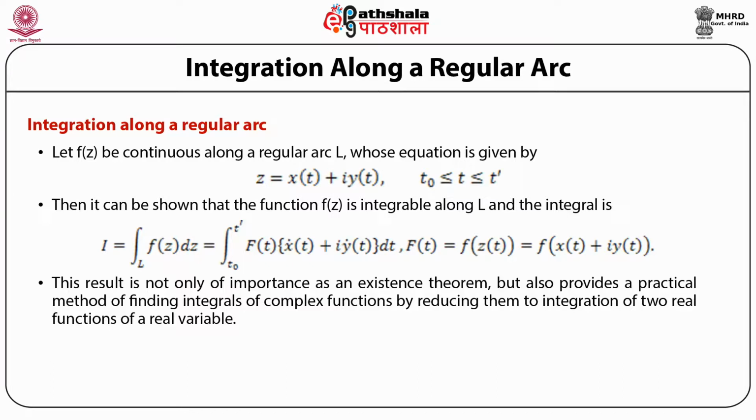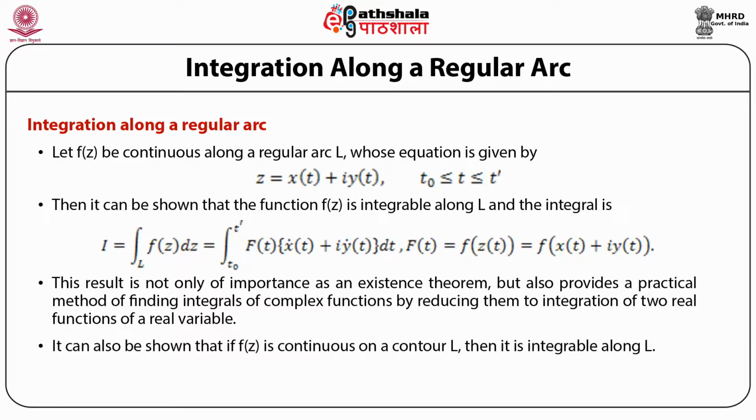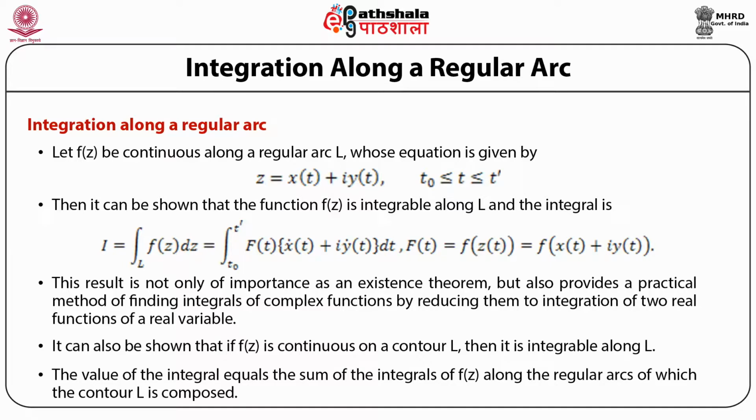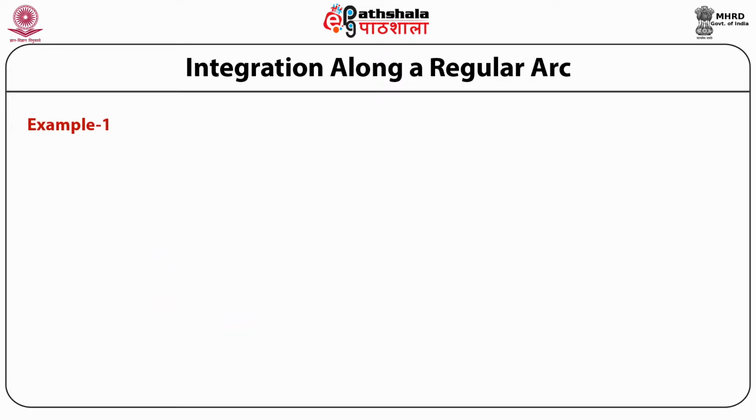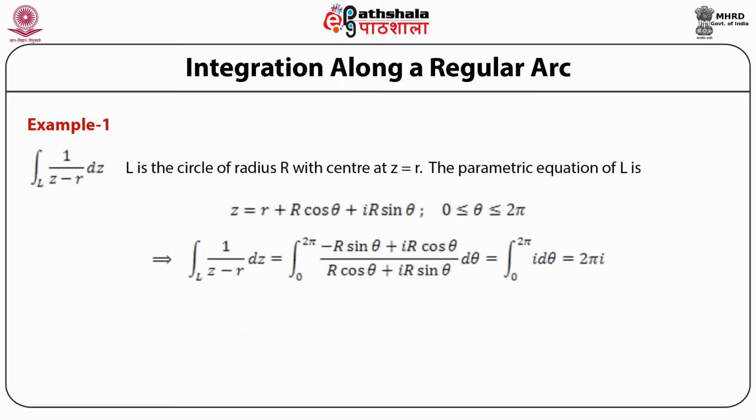This result is not only of importance as an existence theorem but also provides a practical method of finding integrals of complex functions by reducing them to integration of two real functions of a real variable. It can be shown that if f(z) is continuous on a contour L, then it is integrable along L. The value of the integral equals the sum of the integrals of f(z) along the regular arcs of which the contour L is composed. Let us see one more example: the integral along L of 1 divided by (z minus r) dz, where L is the circle of radius R with center at z equals r.